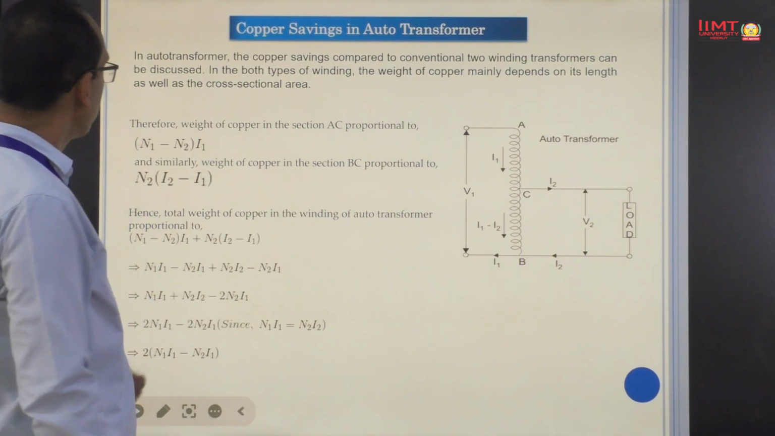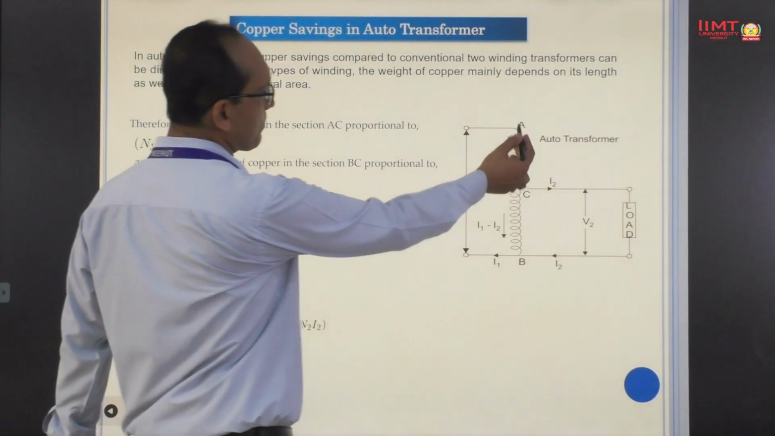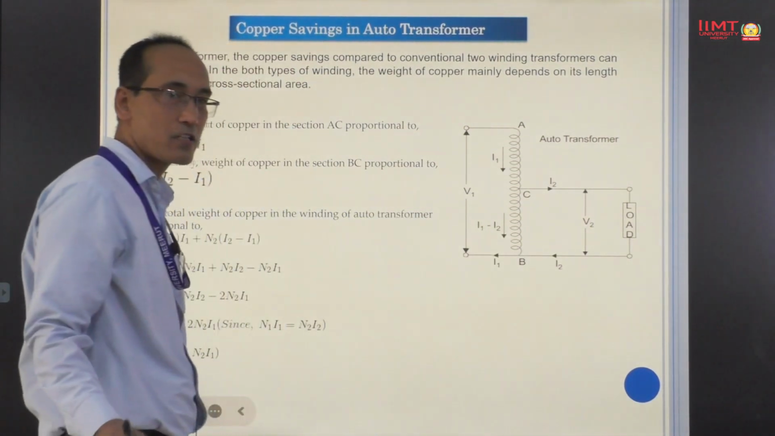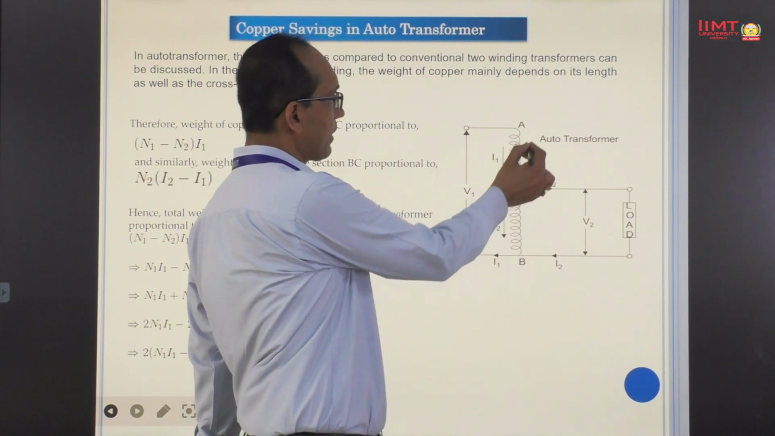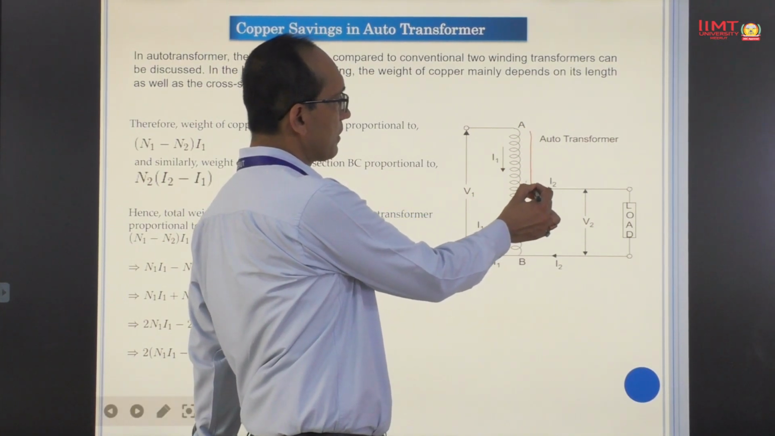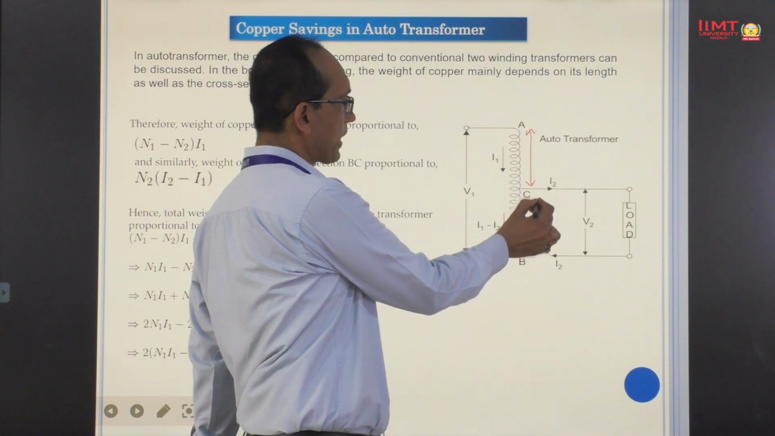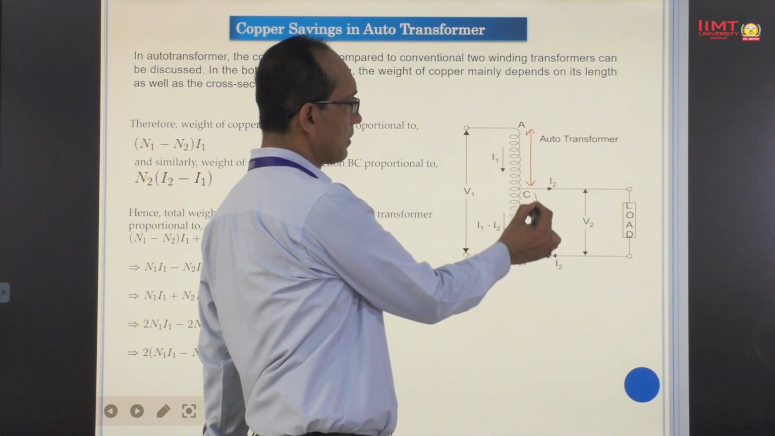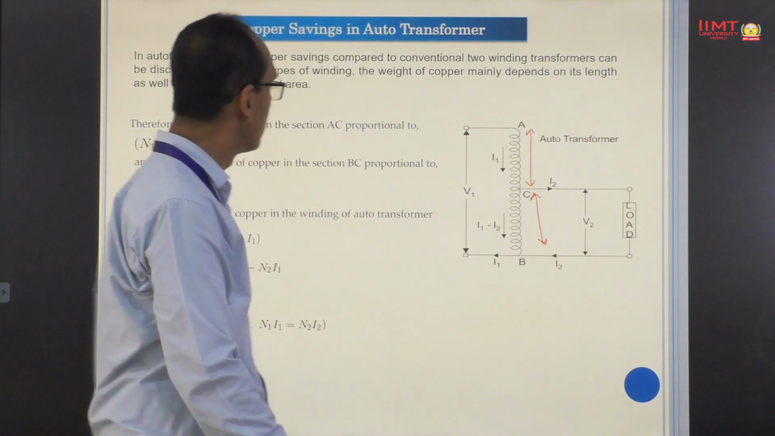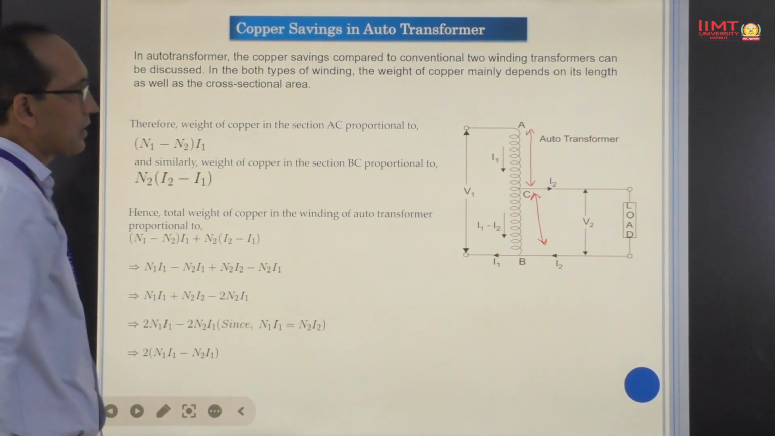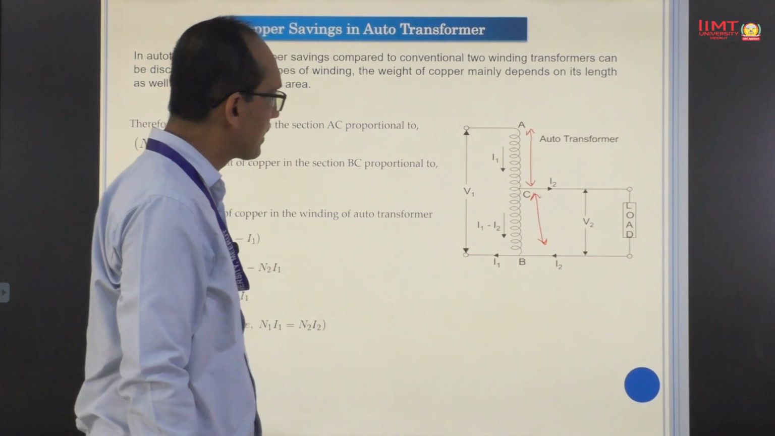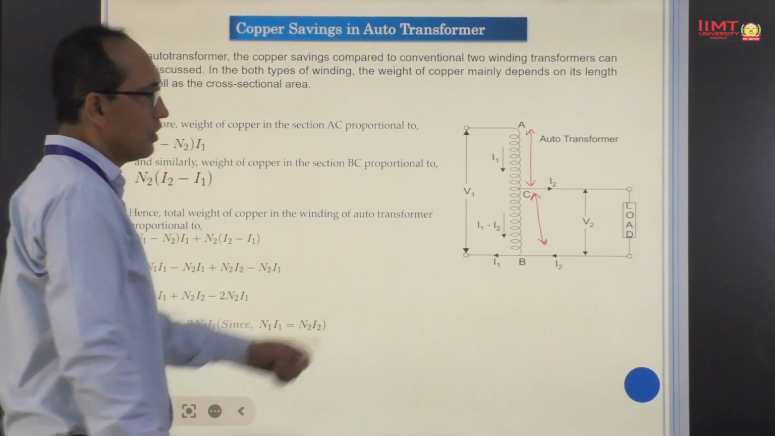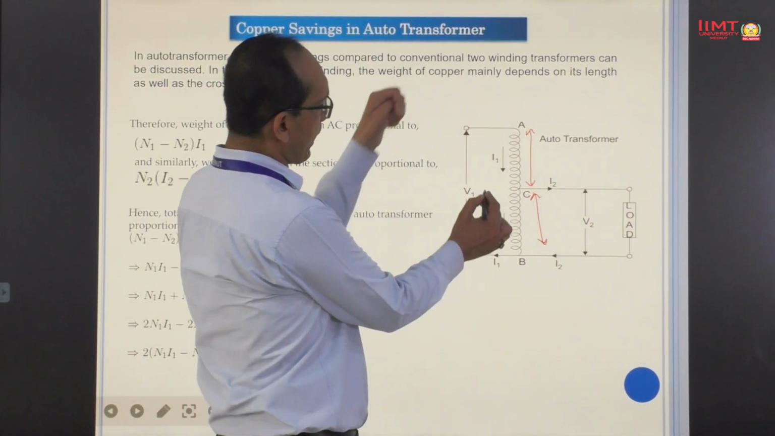So when we see the AC part here, because the winding has been distributed in two parts, one part is AC and second part is BC. In the AC part the current remains I1, but what is the number of turns here? The total number of turns here is N1.